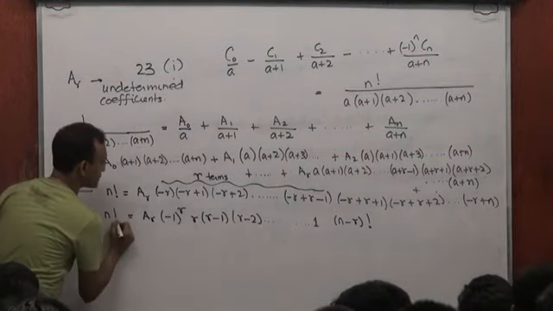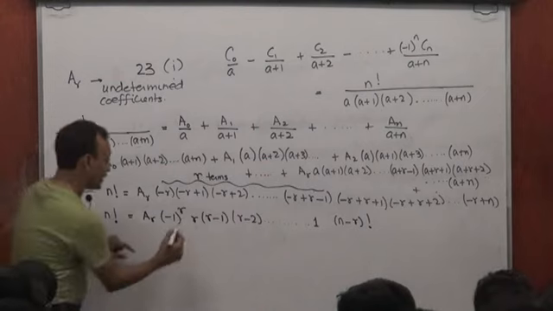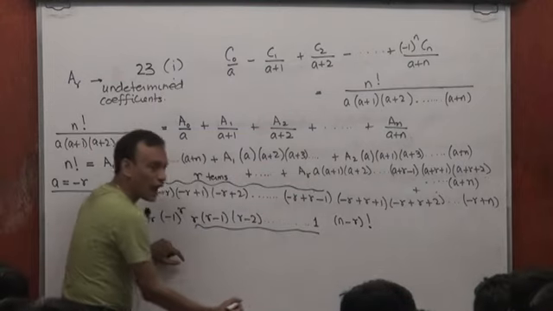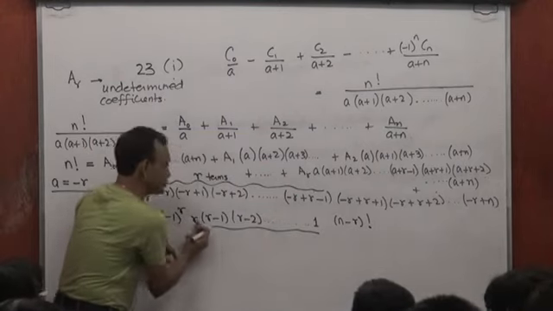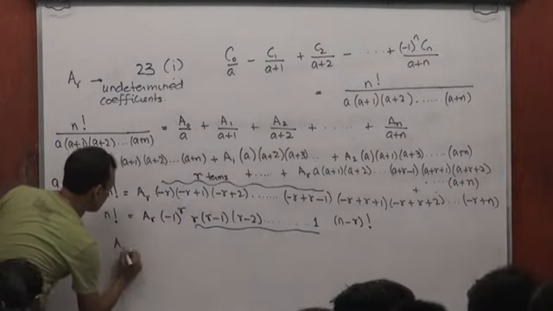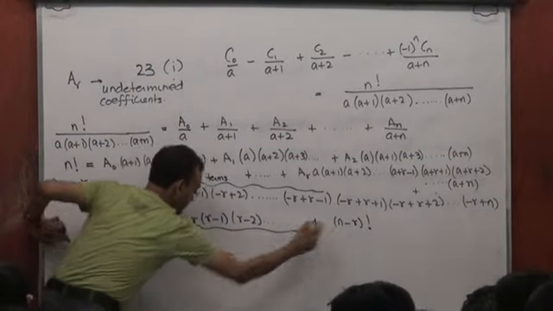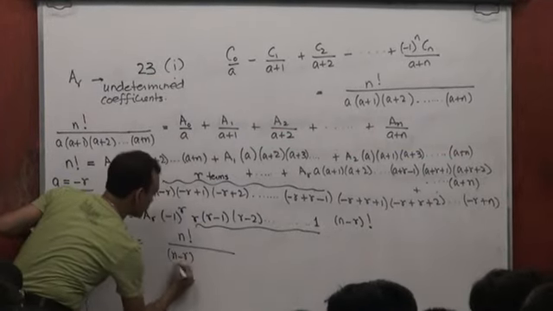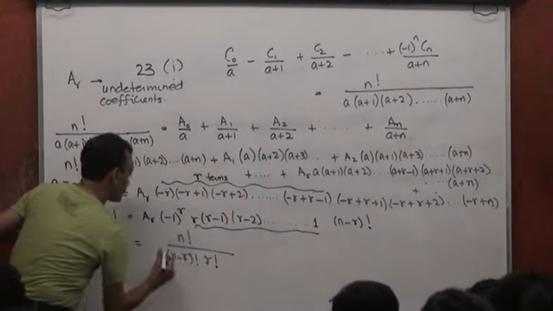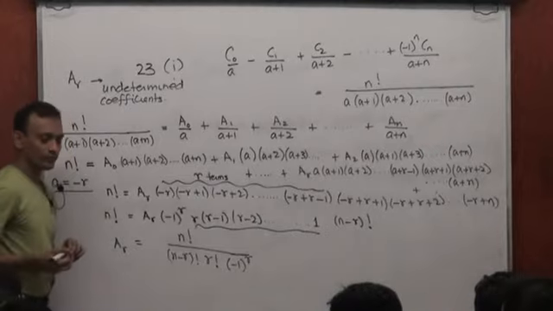And the left hand side is n factorial. Yes or no? And from here to there is what? 1 into 2 up to r is r factorial. So then I get ar equal to n factorial divided by n minus r factorial by r factorial, minus 1 to power r. Yes or no?